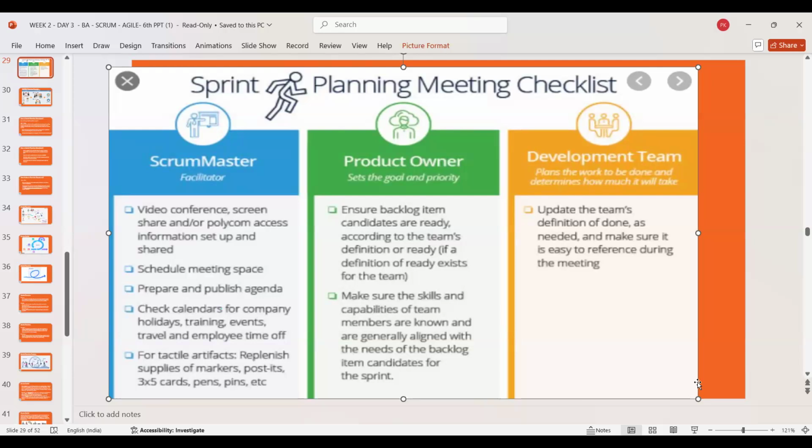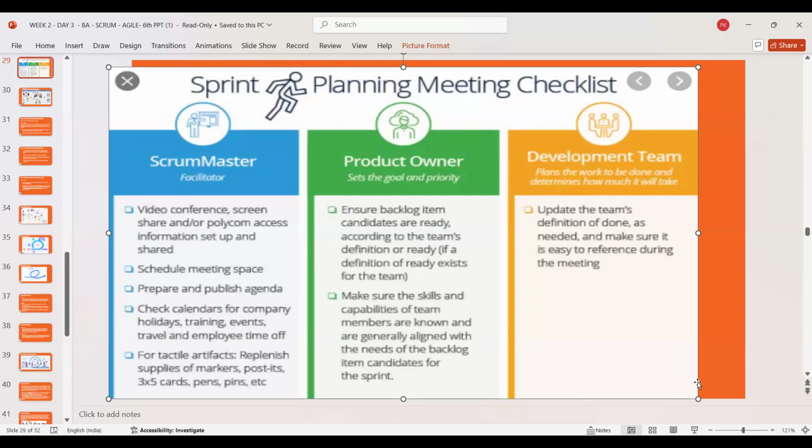All these details come from whom? They come from the development team. So as a development team, we should know that, whatever checklist the product owner has mentioned and we have been discussing, are we in a position to complete that or not?